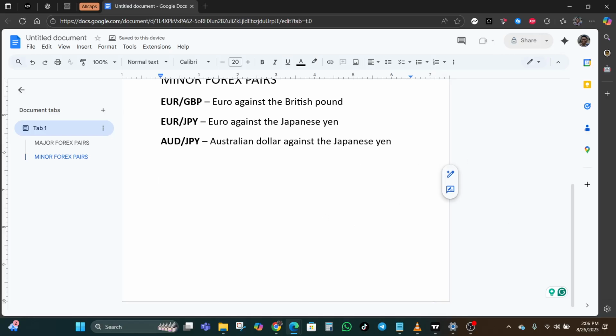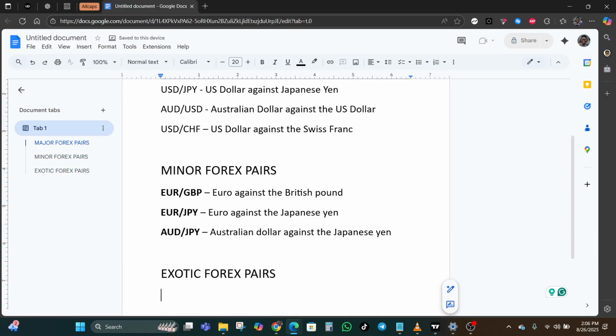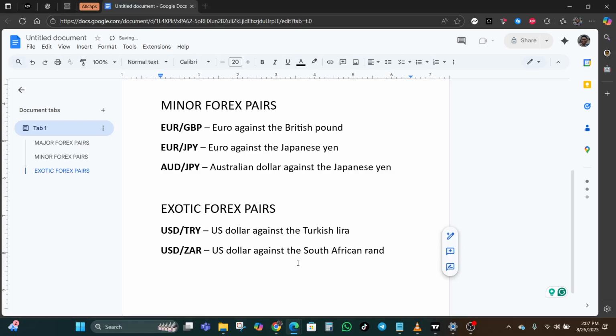Then finally, we have the exotic Forex pairs. Exotic pairs involve one major currency and one from an emerging or smaller economy. Examples include the USD/TRY, which is the US dollar against the Turkish lira, and then we have the USD/ZAR, which is the US dollar against the South African rand.